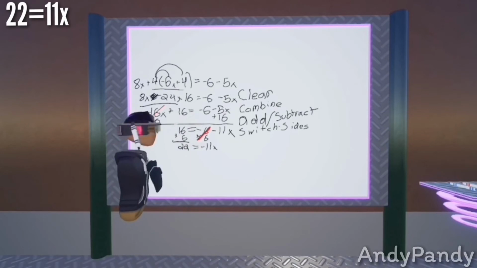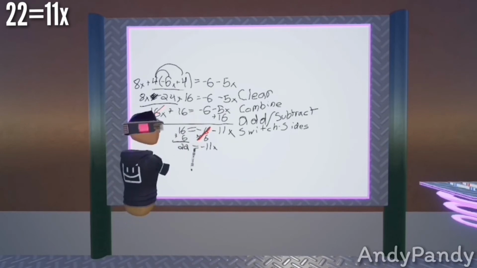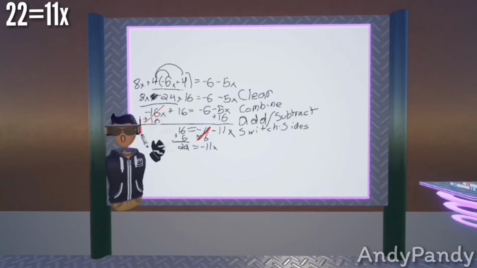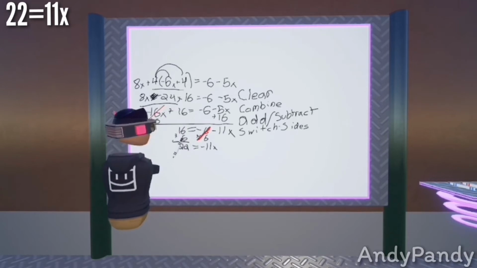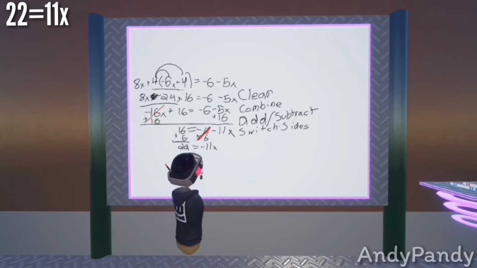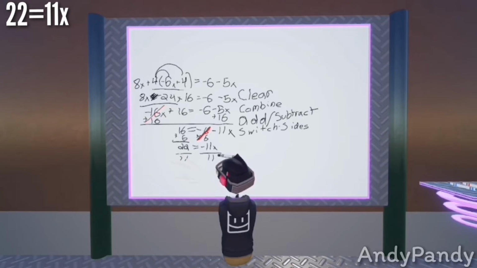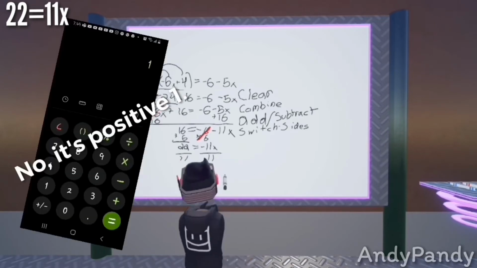As you can see, we now got positive 22 equals negative 11x. Well, we're not done yet. Final step is to multiply or divide to isolate the variable so we can get our answer. Negative 11 can go into 22, so we can divide that. Negative 11x divided by negative 11 equals 1x, I think. Yeah, I think it's 1x.